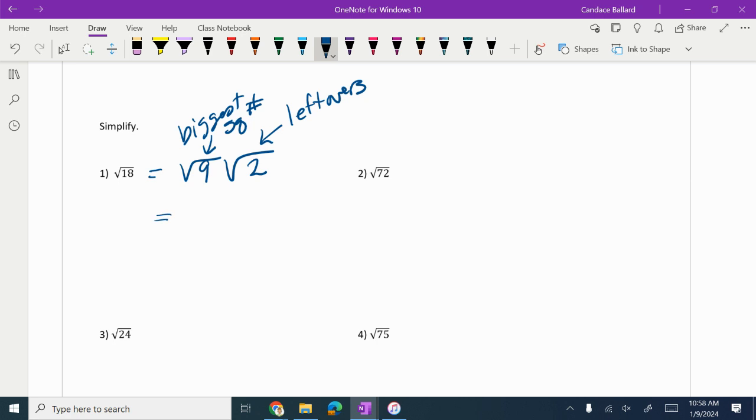All right, what's the square root of 9? 3, and I'm going to drop down the square root of 2. Remember, once you've done this operation, you drop the square root symbol. So the square root symbol goes away once I've done that. And that's my answer right there. All right, we're going to do it again together, and I'm going to have you try a couple on your own.